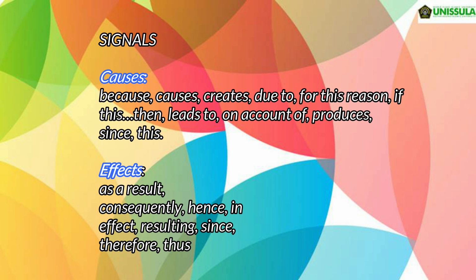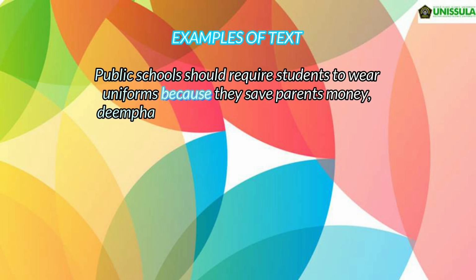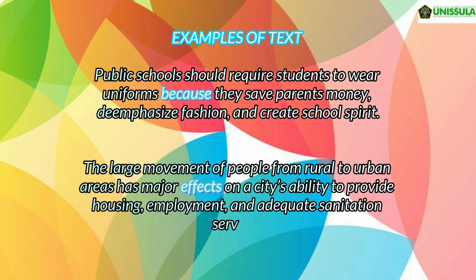Okay, I give you the examples of the text here. Look at the text as the example of the cause and effect pattern of organization. There are two texts here. The first is by using cause signals, and the second is by using effect signals. Okay, take a look at the example.